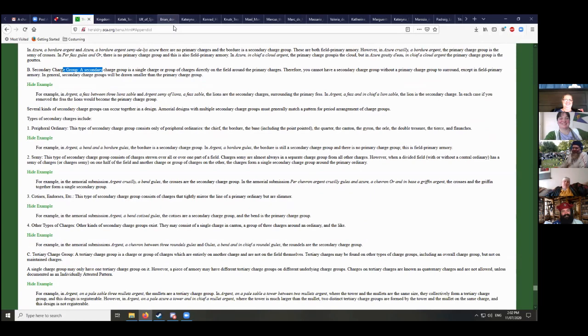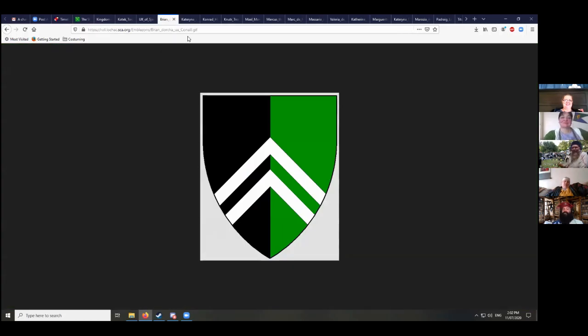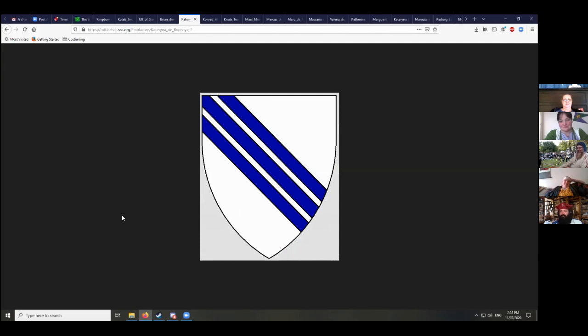Awesome. So, not going to ask you to blazon the entire arms, but going from what we have, is there a field division? Yes. Cool. Can you name that field division? No. No worries. That is a division per pale. Is there a primary charge group? Yes. How can you tell? Because we have the two chevronels together, and they cover the center of the field. Bingo. Awesome. Next one up. Is there a field division? No. Correct. This is just a regular, simple argent field.